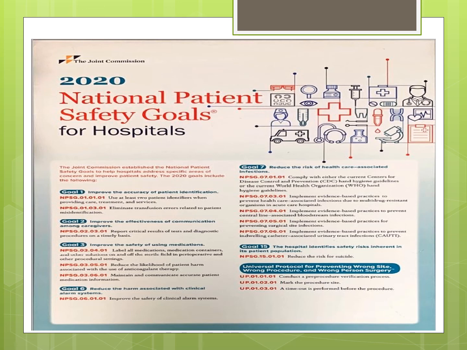How are we identifying our patients? How are we communicating effectively among everyone on the healthcare team, among caregivers? How are we safely using medications? How are we safely doing things and practices to reduce patients getting hospital-acquired infections, such as CDI or CLABSI? How are we identifying those patients that are at risk to prevent them from committing suicide? How are we in the healthcare profession avoiding amputating the wrong leg, doing the wrong surgery on the wrong patient?